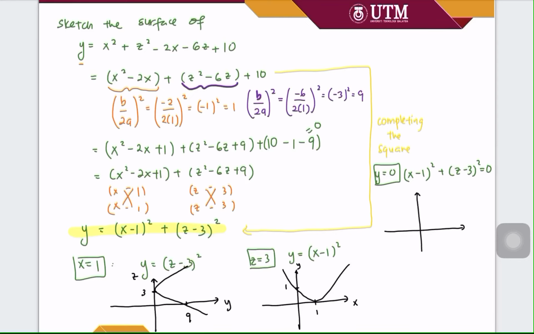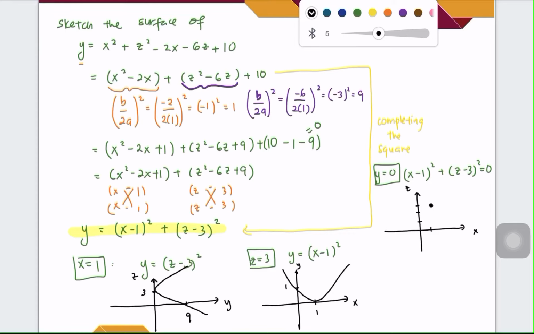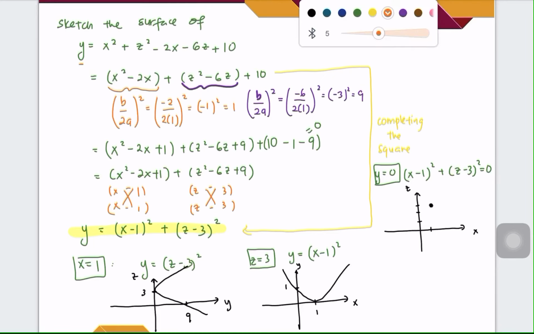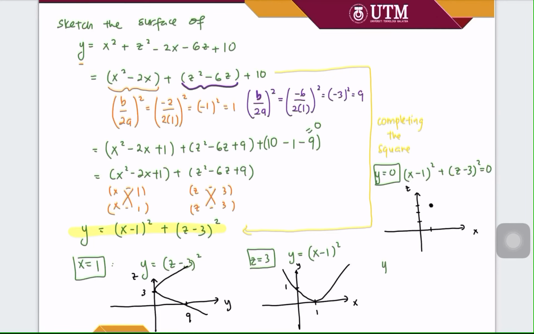Let's say here is x, here is z. So x is at center 1, z is 3. But this one is 0, so the radius is 0, so here only a dot. Of course for this case you need to have a trace, so you need to increase the value. Let's say y equal to 4.